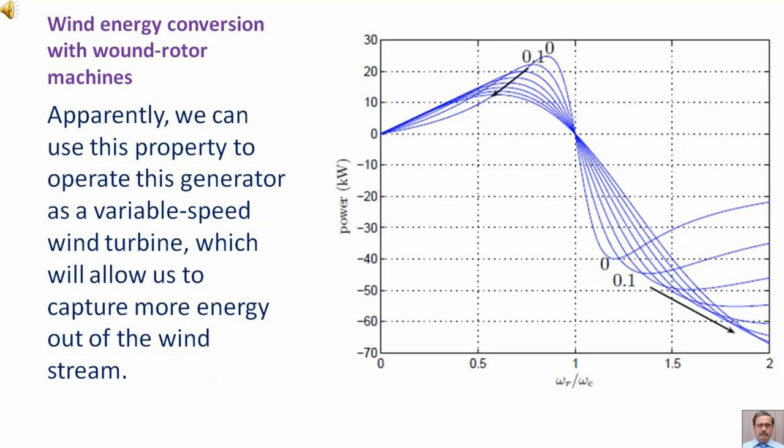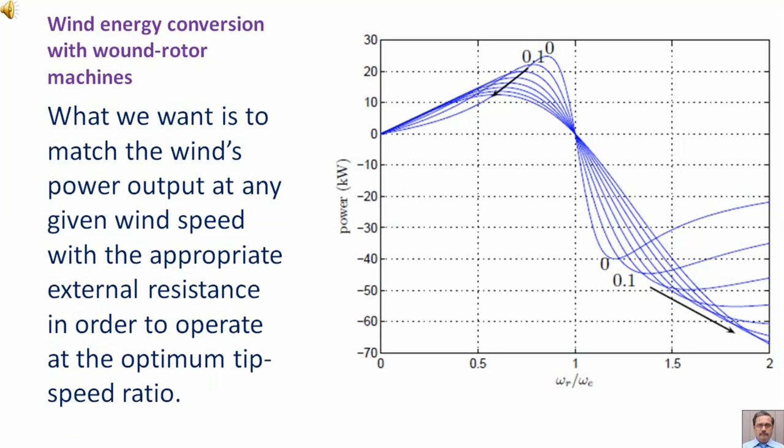Apparently, we can use this property to operate this generator as a variable speed wind turbine, which will allow us to capture more energy out of the wind stream. What we want is to match the wind's power output at any given wind speed with the appropriate external resistance in order to operate at the optimum tip speed ratio.